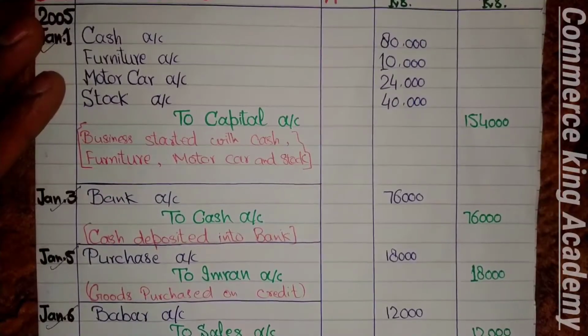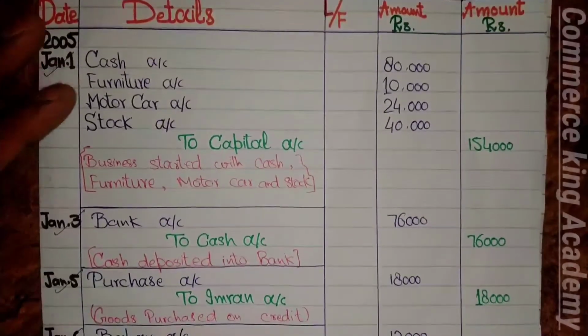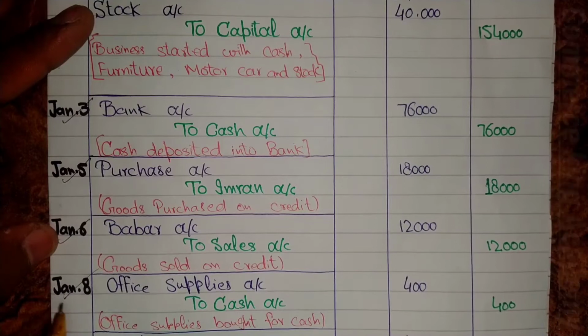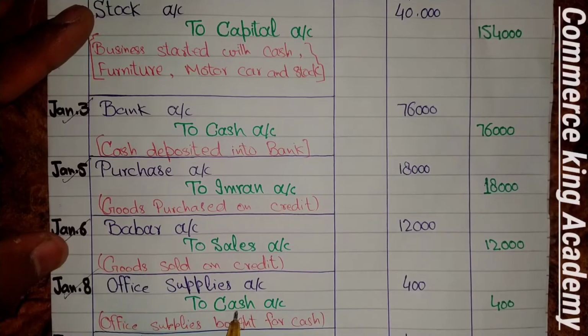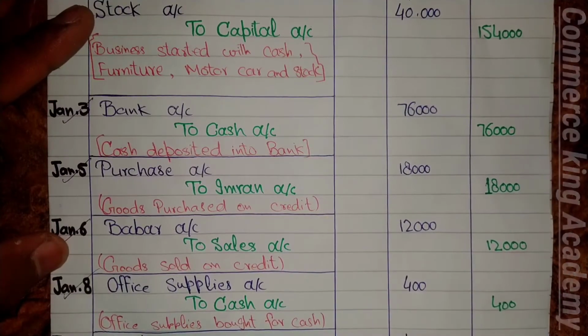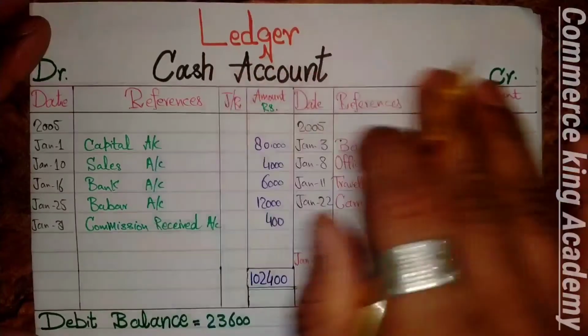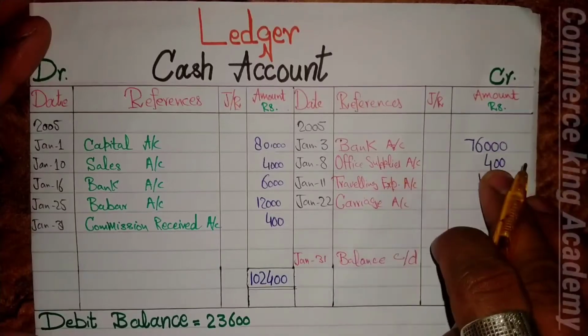Now we will find our next entry of cash account from the journal account. Yes, we have a cash entry on Jan 8th, which is cash account credited by office supplies account. Jan 8th, cash account credited by office supplies account amounting 400 rupees.